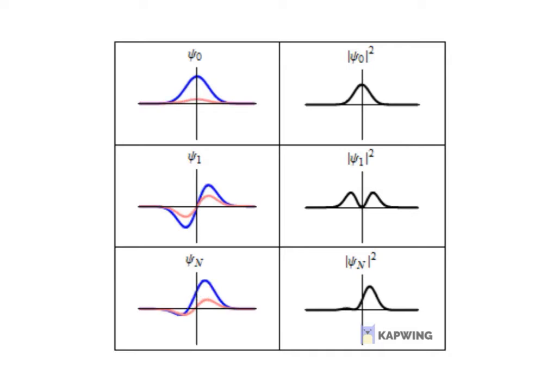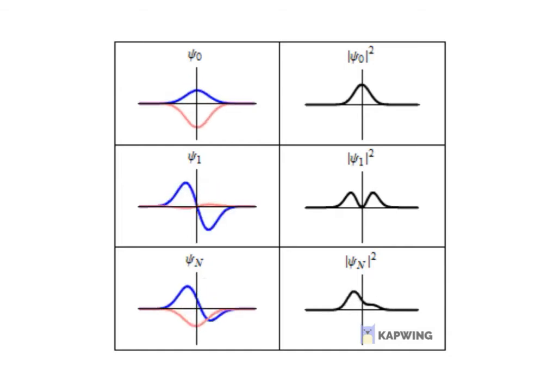This bottom state is different, though. First of all, you'll notice that the probability density does depend on time. And second of all, you'll notice that these blue and red curves do not look sinusoidal in the same way that these do. They kind of undulate back and forth. And that's because this state is actually a superposition of these two states. If you add these two red curves together, you get this red curve. And if you add these two blue curves together, you get this blue curve.